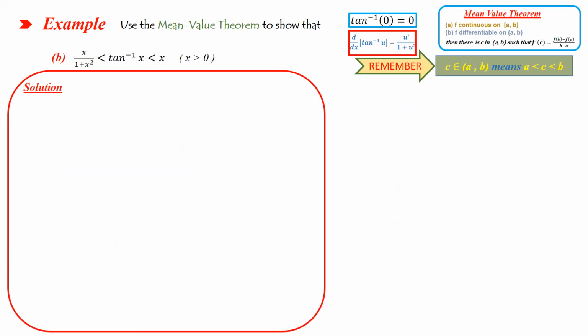For the second part, you have to use the mean value theorem to prove that x over 1 plus x squared is less than tan inverse of x, which is less than x, for all values of x greater than 0. So as in part A, you have to create a function and interval, then apply the conditions of the mean value theorem to this function on the given interval.